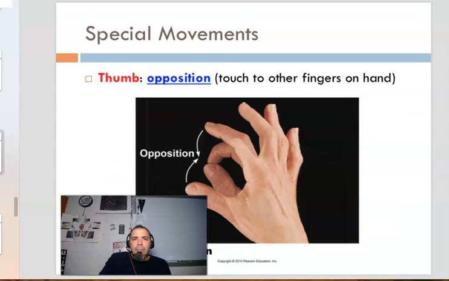So that's where we're going to stop. That was just to give you a quick overview of all the movements and stuff that we're going to do this week.